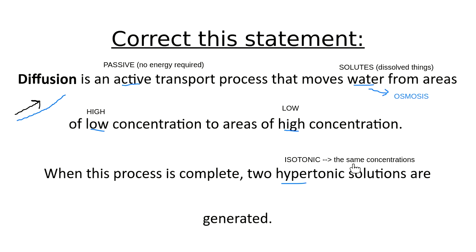So we're always going to move things from where it's high to where it's low, from where it's high to where it's low. We're going to do that forever until we get to the same concentration. And once we get there, then we're done. The process of diffusion and osmosis is done.